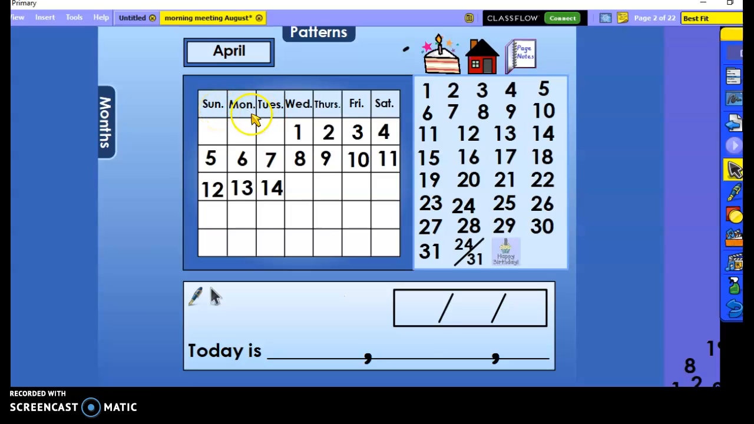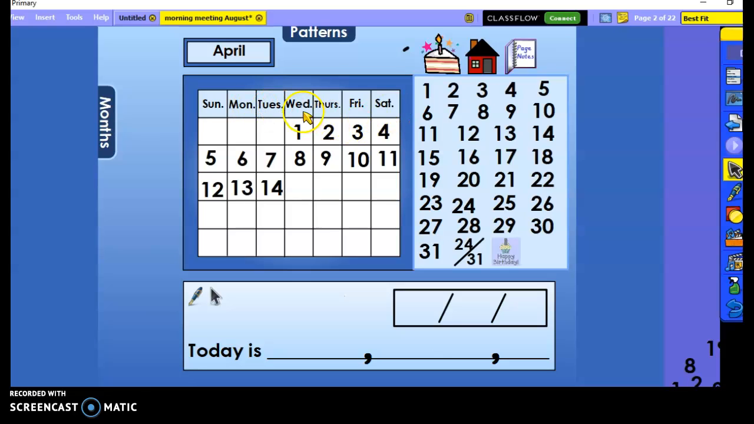There's Sunday and there's Monday. There's Tuesday and there's Wednesday. There's Thursday and there's Friday. And then there's Saturday. Days of the week. Jump, jump. Days of the week. Jump, jump. Days of the week.